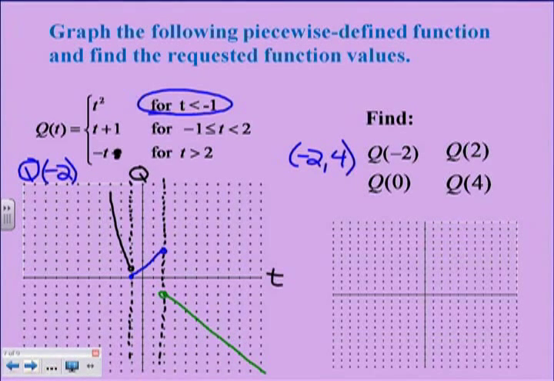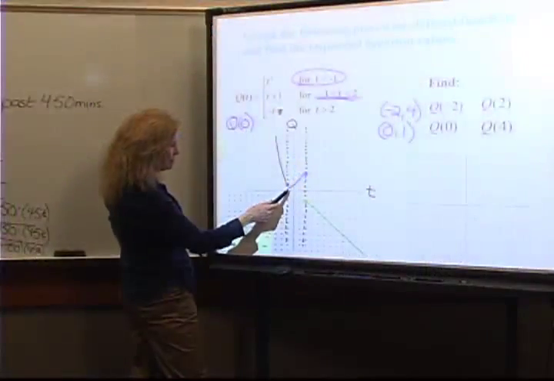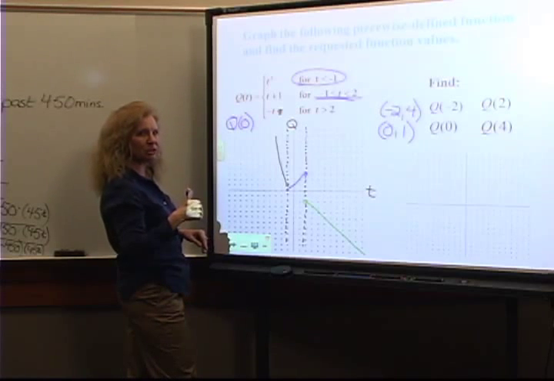Okay, q of 0. Now for q of 0, again, the first thing you have to do in the case of a piecewise function, they're not nearly as scary as you might think, is figure out which piece I want. Well, it's not less than -1. It is greater than -1, and it's less than 2, so this is the piece that I want. So what do I do with it? 0 plus 1, I get out a 1. Well, let's check that out. 0, 1, looks good.